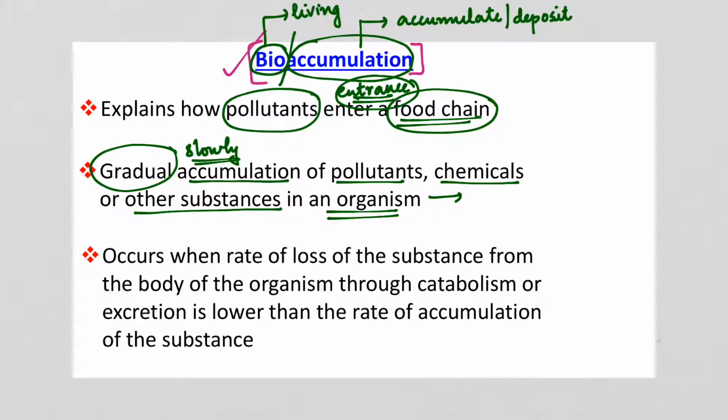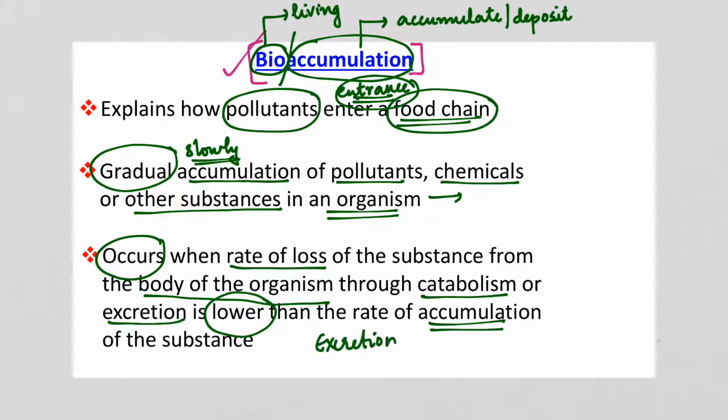Now, bioaccumulation occurs when the rate of loss of the substance from the body of the organism through catabolism or excretion is lower than the rate of accumulation of the substance. So bioaccumulation happens when the excretion level of an organism is lesser than what the organism accumulates. When the excretion is lesser than accumulation, it can lead to bioaccumulation. So this is the concept of bioaccumulation.